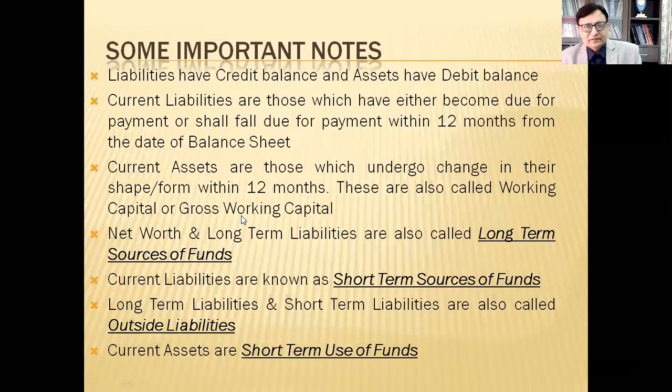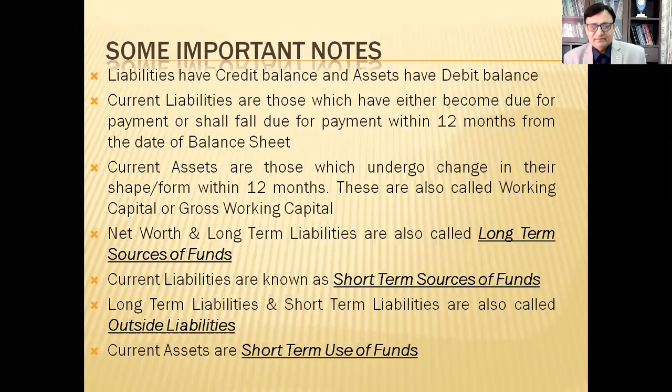But there are some important notes we must consider while preparing the ratios. Number one, liabilities have a credit balance and assets have a debit balance. You know all this. Current liabilities are those which either become due for payment or shall fall due for payment within 12 months from the date of the balance sheet. Similarly, current assets are those which can be converted into cash or undergo change in their shape within 12 months. They are also called working capital or gross working capital. Net worth and long-term liabilities are called long-term sources of funds. Current liabilities are known as short-term sources of funds.